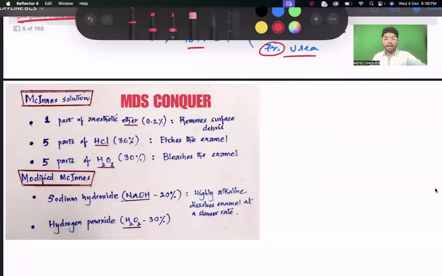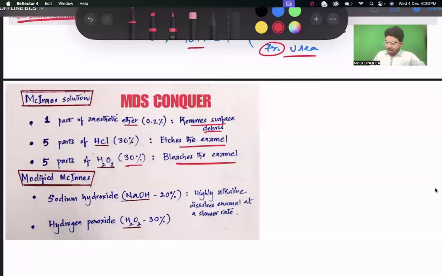Okay. So I told you about McKean's solution. You have two important things to be noted. One is McKean's solution, basic McKean's solution. Second one is modified McKean's solution. McKean's solution is basically a 1:5:5 ratio. One part of anesthetic ether, which is 0.2%, helps in removing the surface debris. The second one is 5 parts of HCl, 36%, which helps in etching the enamel, by which it increases the absorption of H2O2. The third one is 5 parts of H2O2, that is 30%, which helps in bleaching the enamel.